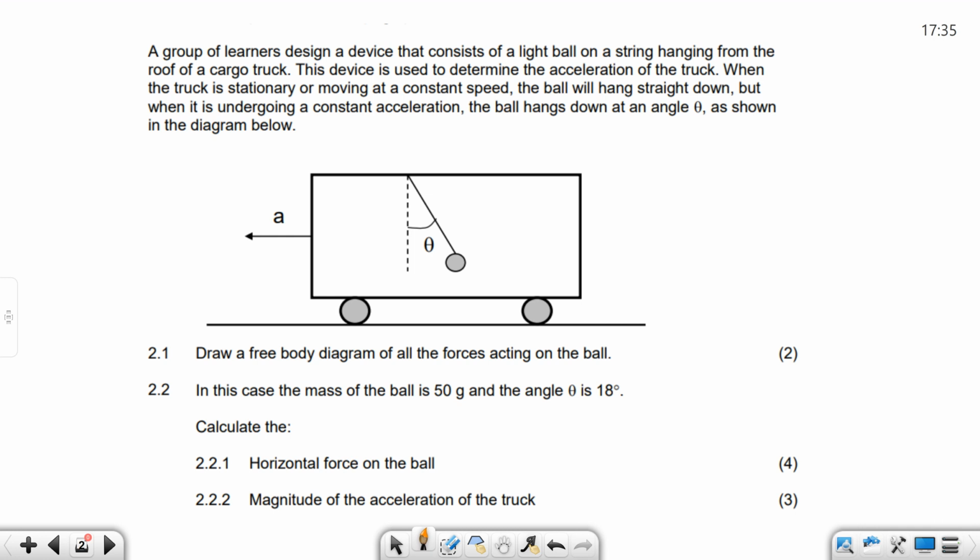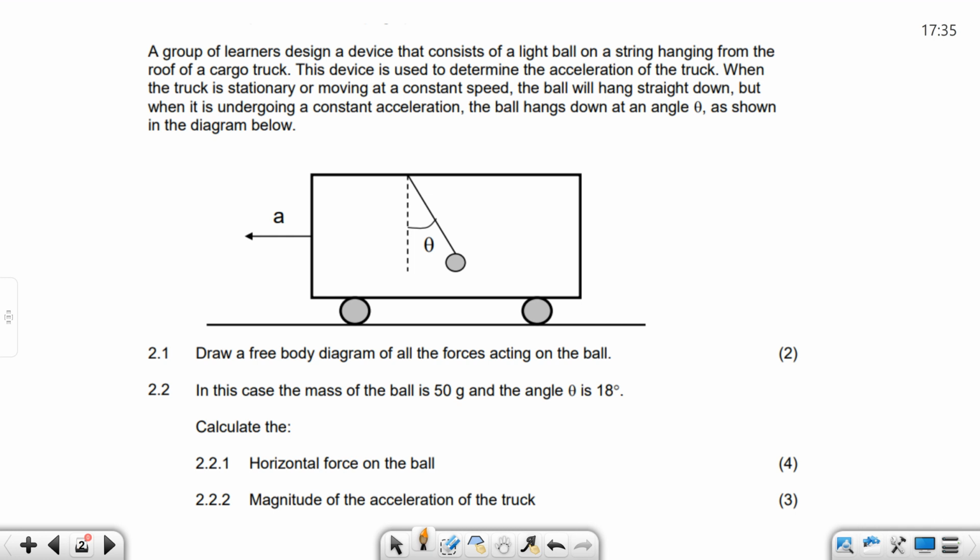A group of learners designed a device that consists of a light ball on a string hanging from the roof of a cargo truck. Now, this question I pulled from a grade 12 paper, which is the one they wrote this year. But it's all grade 11 concept. The device is used to determine the acceleration of the truck. When the truck is stationary or moving at a constant speed, the ball will hang straight down.